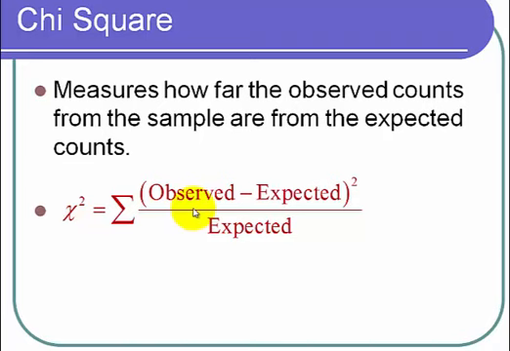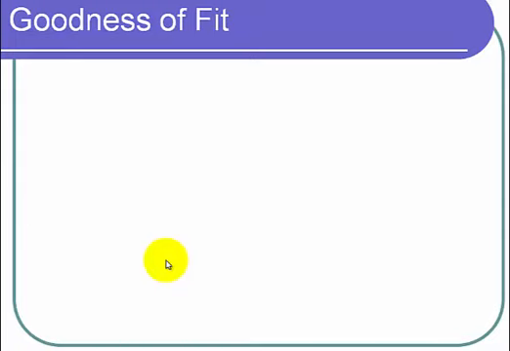So expected 10, we observed 11. That's just one away, not a big number, and you're going to get a small chi-squared. On the other hand, if you expected a 10 and you got a 25, then observed minus expected is 15. Square that is 225, and that's really big, and you get a large chi-squared. So chi-squared measures how far the observed is from the expected in a way. So now let's use it. So we're going to start using it by what's called the goodness of fit test.